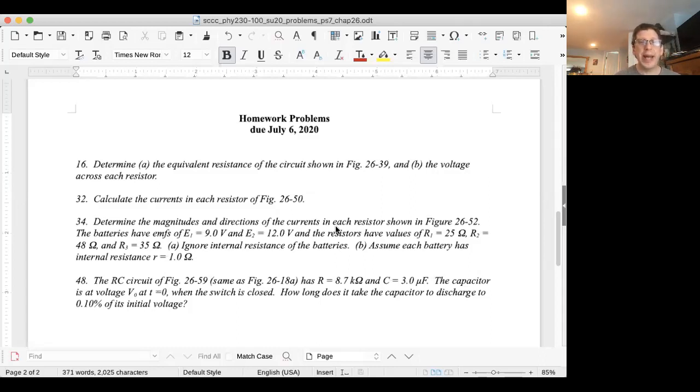And that brings us to 48, the RC circuit of figure 26-59. You're given the resistance and the capacitance. The capacitor has an initial voltage at t equals 0 when the switch is closed. How long does it take the capacitor to discharge to 0.10% of its initial voltage? So the voltage across the capacitor is equal to Q over C, and we are discharging in this circuit.